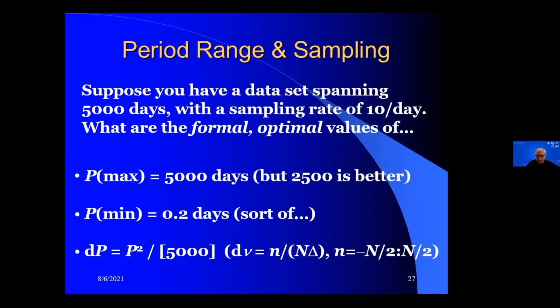And yes, the next is period, range, and sampling. So suppose you have a data set spanning 5,000 days with a sampling rate of 10 data per day. Okay? What are the formal optional values? First, you have a maximum period of 5,000 days. Well, 2,500 is maybe better for this, and the minimum is 0.2 days. It's a sort of limitation set by the instrument itself.